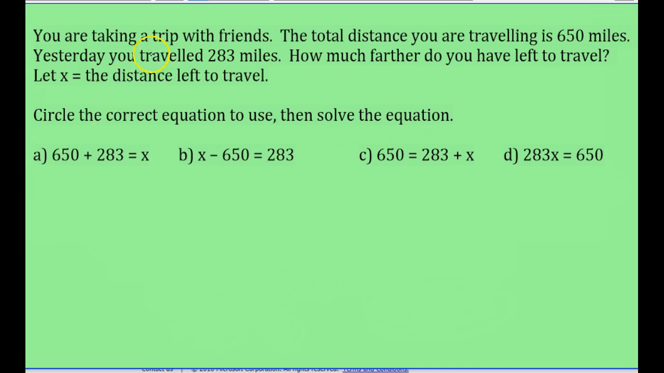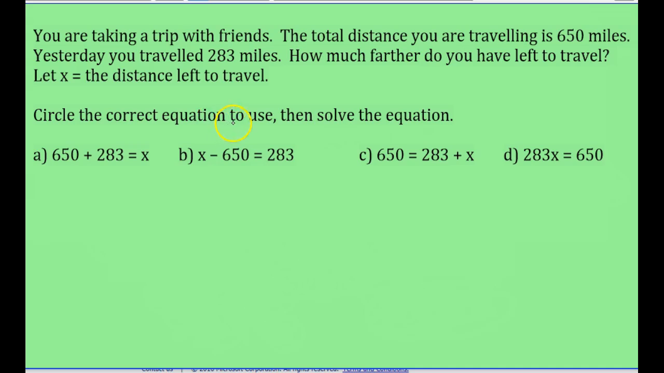Alright, our word problem here says you are taking a trip with friends. The total distance you are traveling is 650 miles. Yesterday you traveled 283 miles. How much further do you have left to travel? Let x equal the distance left to travel.